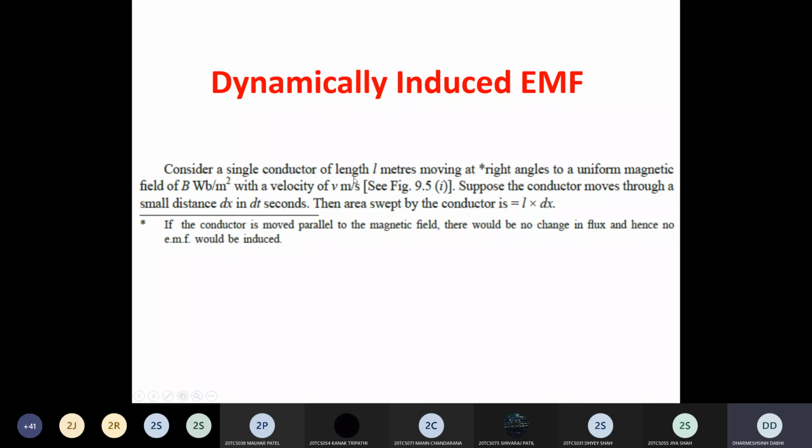If the conductor is parallel to the magnetic field, then there is no possibility of generating induced EMF, or we can say there is no change of flux or rate of change of flux. You can see one sentence written here: if the conductor is moved parallel to the magnetic field, there will be no change in the flux and hence no EMF induced in this conductor. Clear? So remember that the conductor must always move at right angle to the direction of flux, and only then can you produce the EMF. Clear?